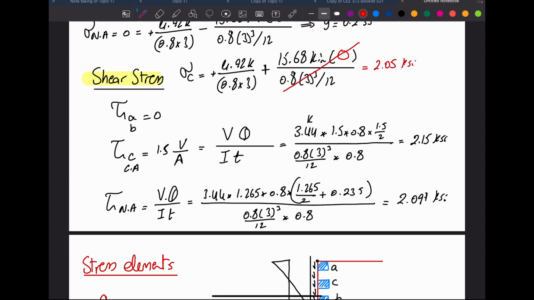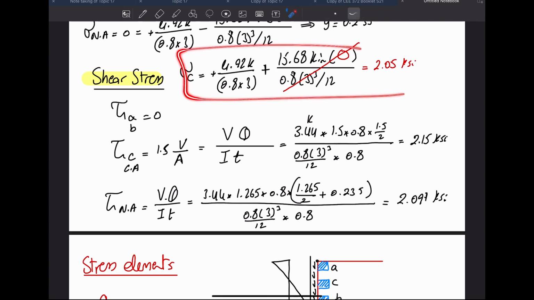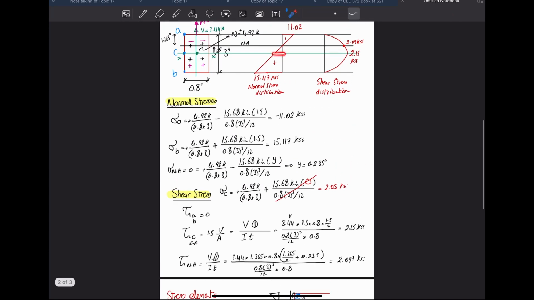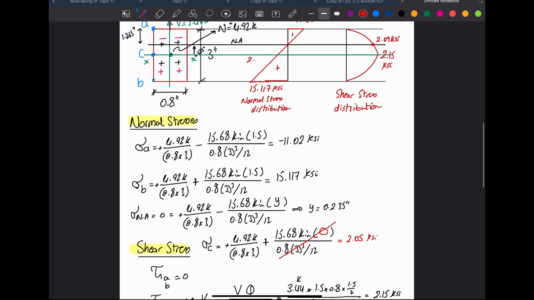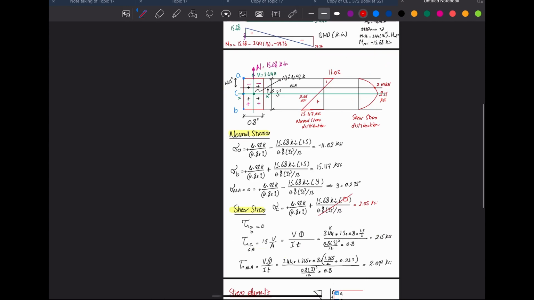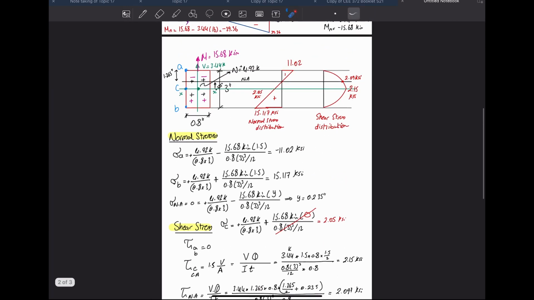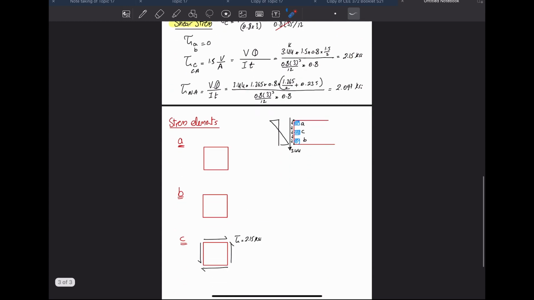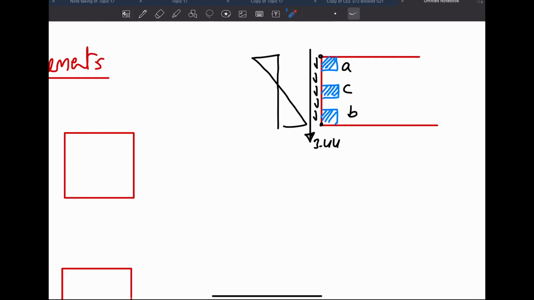Some people might use that equation, and other people can just use these similar triangles. So this stress is equal to 2.05 KSI. At point C, I do have a positive stress of 2.05, and then at the end I have 15.117. So here it's positive, here it's negative. At point A I do have negative stress, and at point C and point B, I have positive stresses.